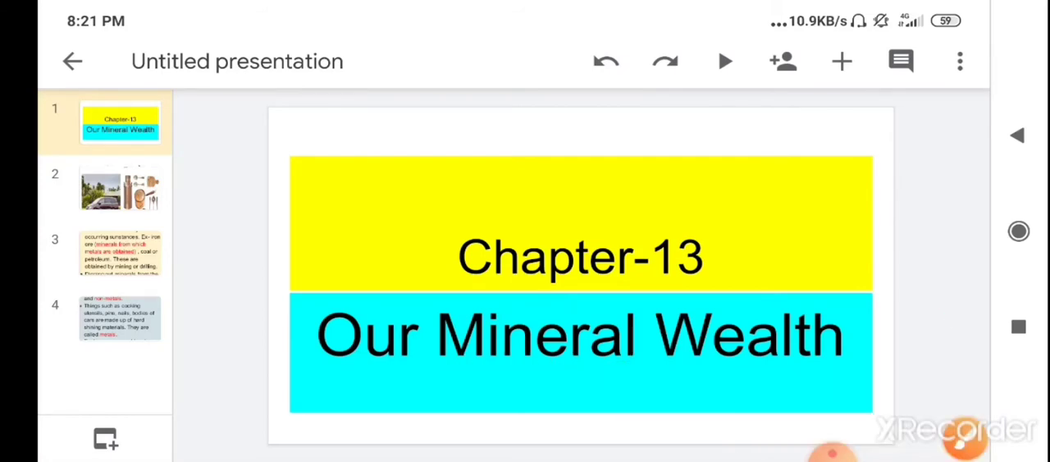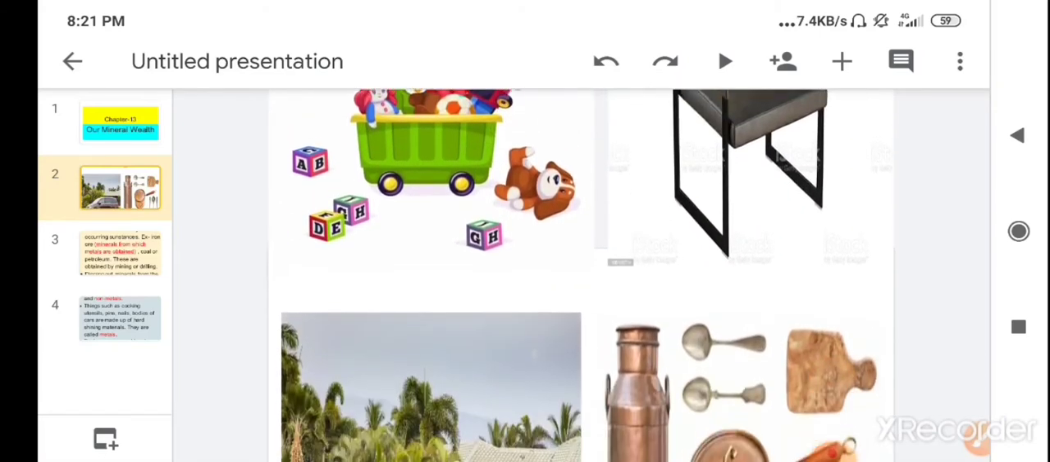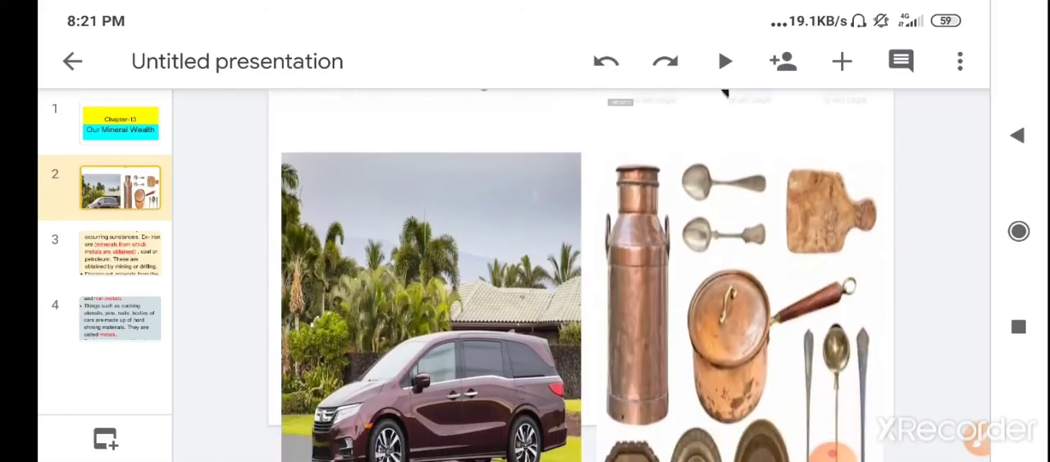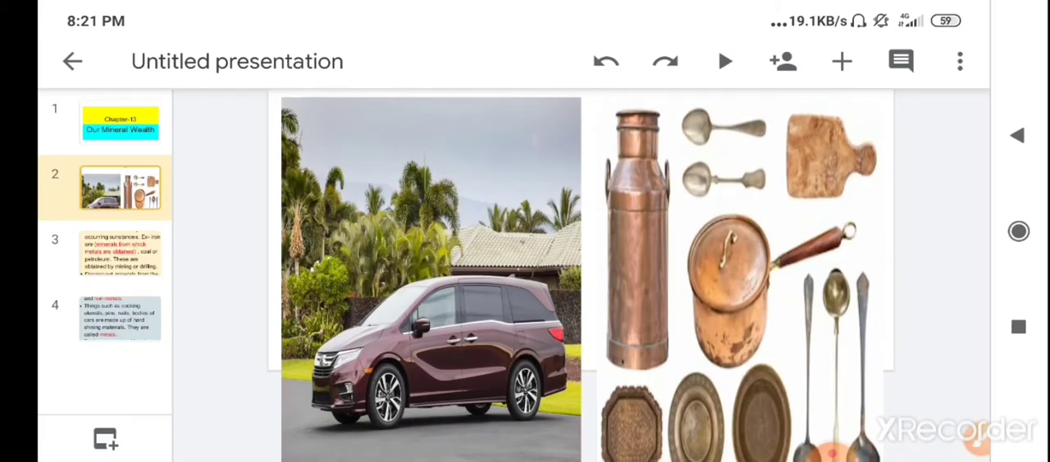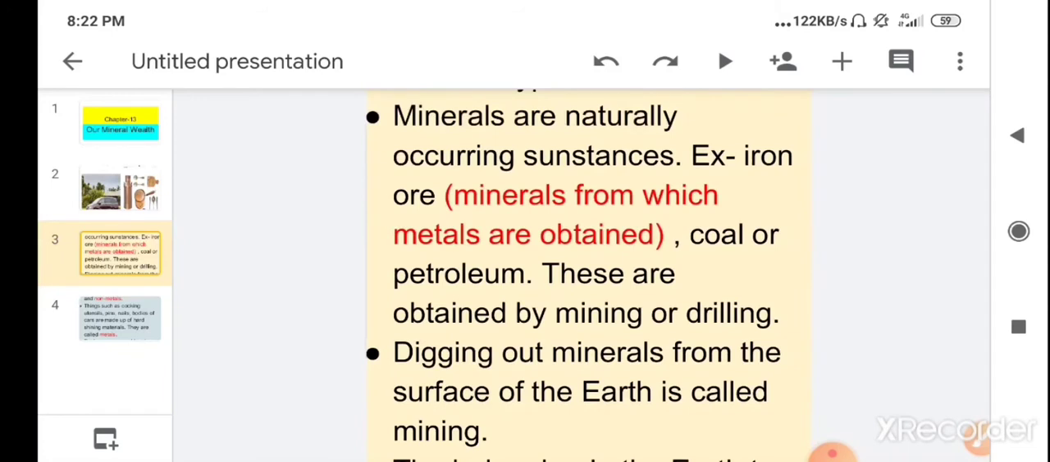Children, if you look around, you will see that everything around you is made up of different materials. Your toys with which you play, the chair in which you sit, the car, and the utensils are all made up of different materials. So the things around you are made up of different types of materials.